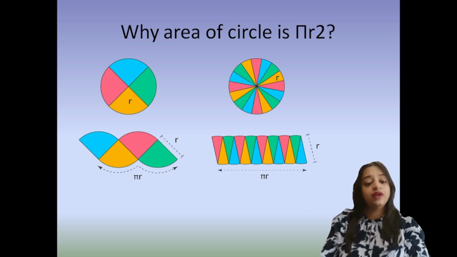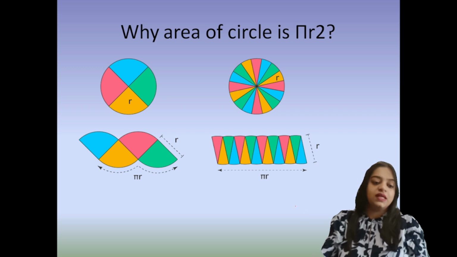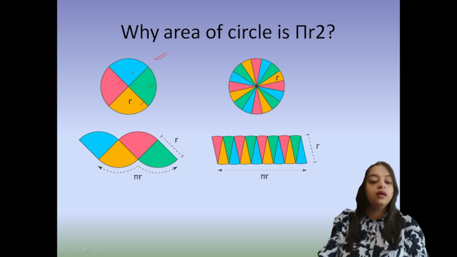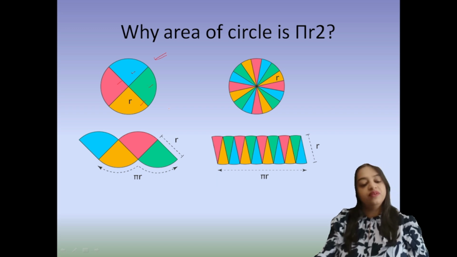For this also we can perform one activity to learn how this is pi r square. See, we have taken one circle here. Then we are dividing this circle into 4 equal parts. You can see blue, green, yellow and this peach color. Now when we are dividing this circle into 4 equal parts, we are getting 4 triangles. Let's place these triangles this way.